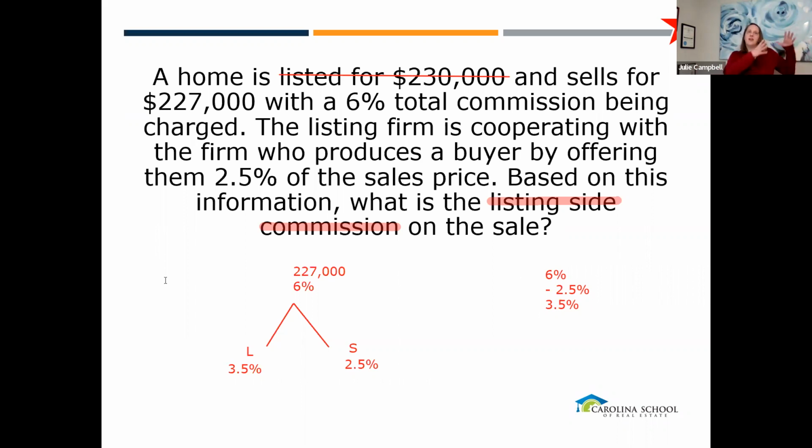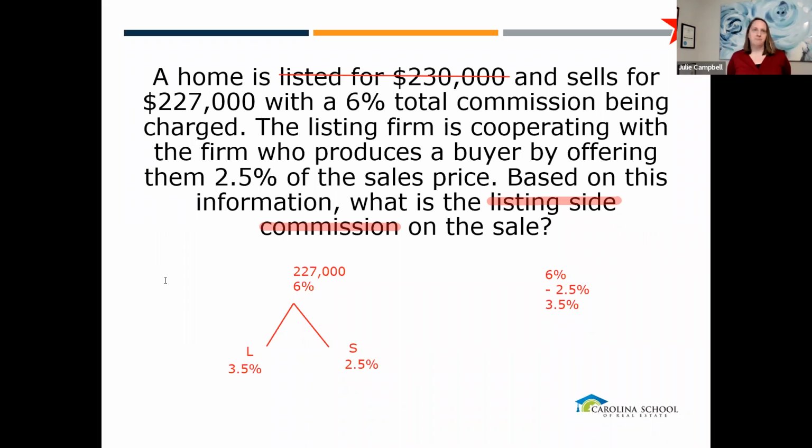I'm collecting 6%. The seller pays the listing firm. The listing firm shares their commission with whomever's bringing the buyer. I'm collecting 6% total. I'm giving you, the selling firm, 2.5%. So how much do I get to keep for myself? 3.5. What's 3.5 plus 2.5? 6. Yeah, they're cooperating with the firm who produces a buyer by offering them 2.5.